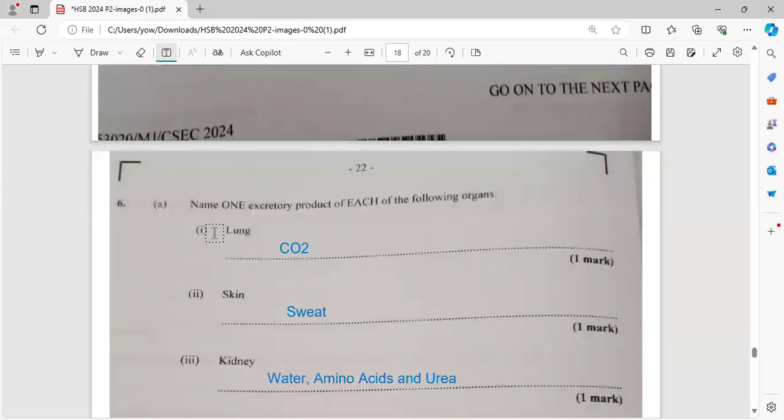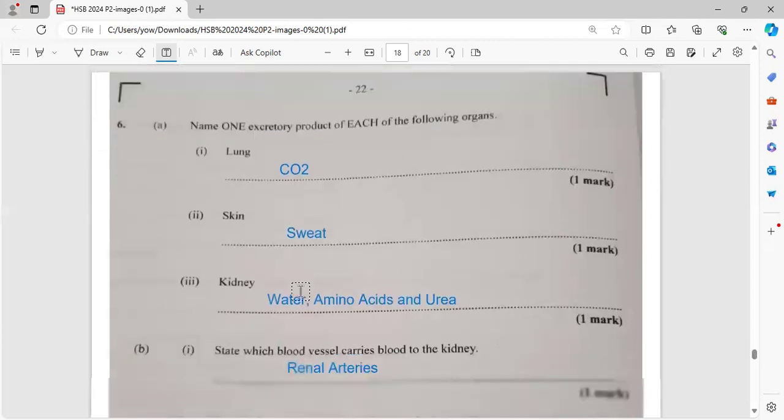All right. Next, it says name one excretory product of each of the following organs. So lung is CO2. A little bit of water, but CO2 mostly. So we take CO2. Skin, we know sweat, guys. Kidney has a lot. It has water, which is obvious. It also has amino acid, which is the basic form of protein, and urea, which makes up the yellow part of your urine. So urine is made up of 95% water and 5% urea, guys. All right, so let's go.